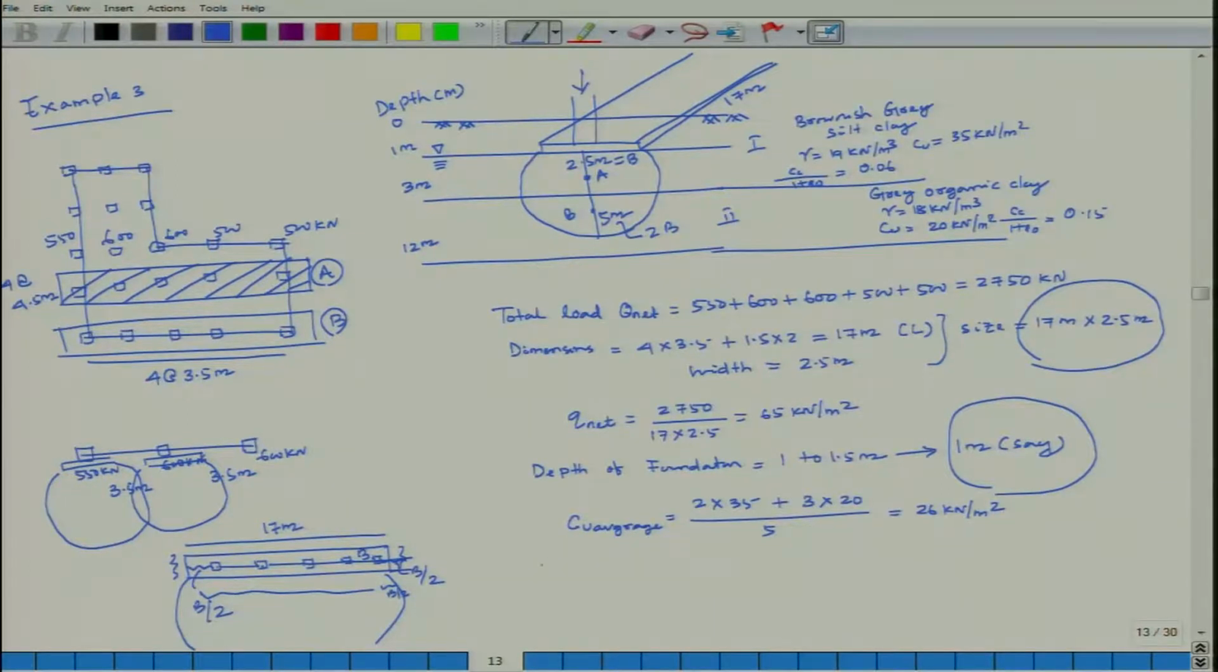Then let us go for your NC. NC is nothing but what? We have a formula, because at the surface it is 1 plus 0.2 dF by B into 1 plus 0.2 B by L, and it comes out to be 5.6. Depth of the foundation dF, this is my depth of the foundation, B is equal to 2.5, L is equal to 17 meter, this distance you can put as L.